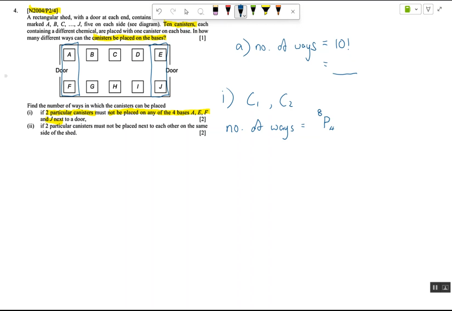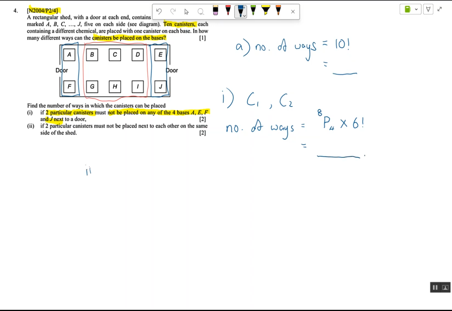Even if I choose 4 already, let's say C3, 4, 5, 6, to be put in A, E, F, and J, I can rearrange them, and those are going to be different ways. So that's why I have to use 8 permute 4. Multiply by, now after I have settled these 4 already, let's look at these 6. There are 6 slots to put the rest of them, which includes C1 and C2. Four of them already are in the blue slots. How many canisters do I have left? I have 6 canisters left to put in these 6 slots, and I have to rearrange them as well. So the number of ways would be 6 factorial. If you multiply it on your calculator, you should be able to get your answer.